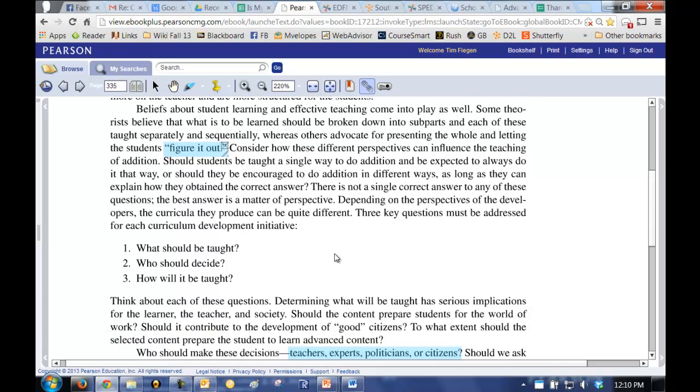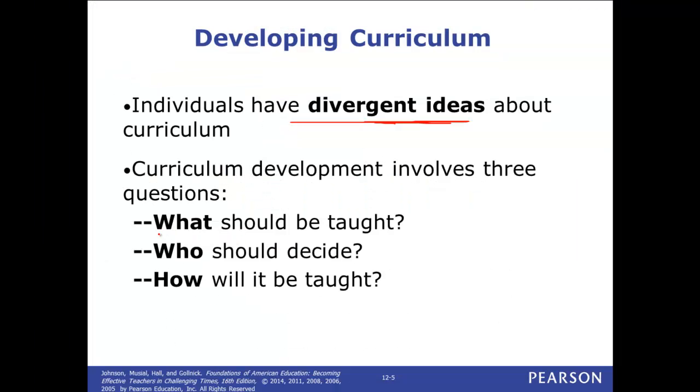So all those different perspectives play a role in this. There's not a single correct answer to any of these questions. The best answer is a matter of perspective, depending on the perspectives of the developers and what they do. So here are those questions that we can't seem to come to grips with. What should be taught? And I'm going to say these two things together will be the age-old thing that you'll be discussing 50 years from now when you're at the end of your career, is what should be taught and who should decide.